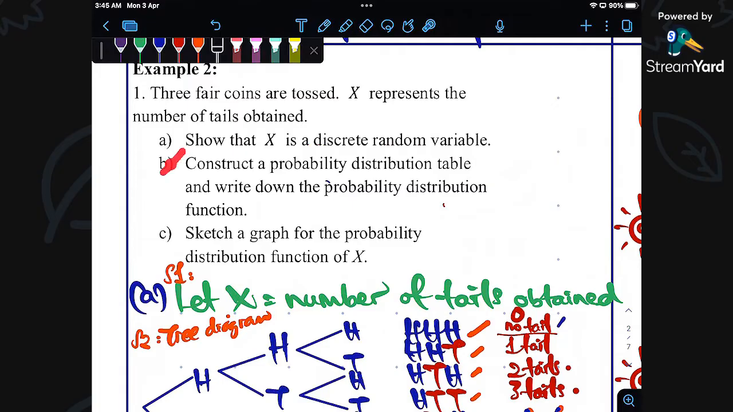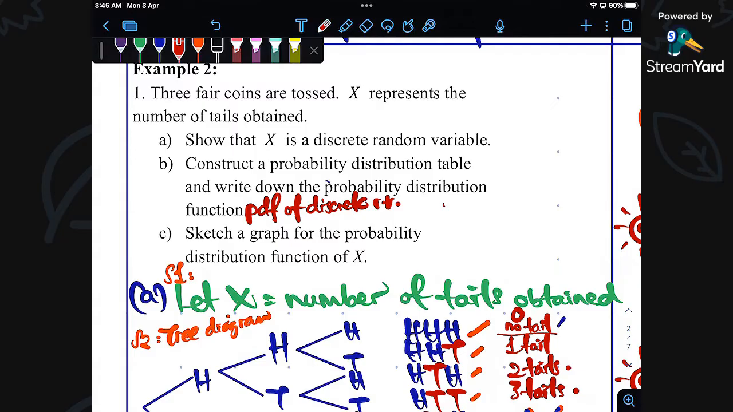Okay, next question is construct probability distribution table, which we already have done. We just used the table that we have here and then write down the probability distribution function. So remember, this is just PDF. The short form is PDF of discrete because we are talking about discrete random variable. That's why I put PDF of discrete random variable.